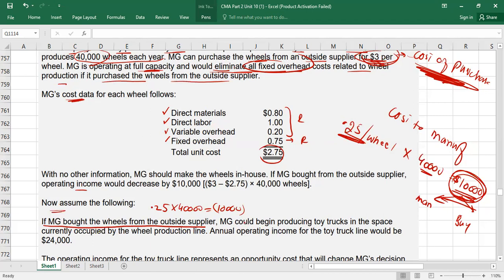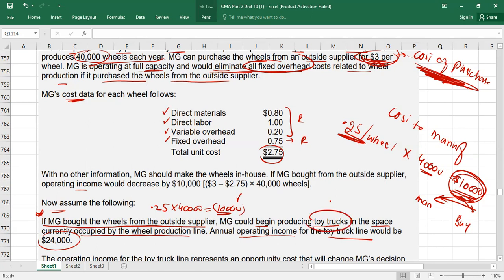So then they're telling you MG could begin. Now here, please go through from here again. If MG bought the wheels from outside supplier, I told you there would be a loss of 10,000. But there is another benefit also. What is the benefit? MG could begin producing toy trucks instead of tractors. So they can produce toy trucks in the space currently occupied by the wheel production line. They are saying if you buy the wheel from outside, you lose 10,000. But the other benefit is what? That space would be free and you can use that space to manufacture another toy truck. And annual operating income for the toy truck line would be 24,000. So they are saying if you manufacture toy trucks, your operating income would be 24,000 annually.